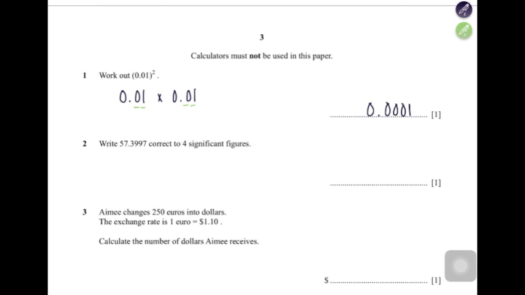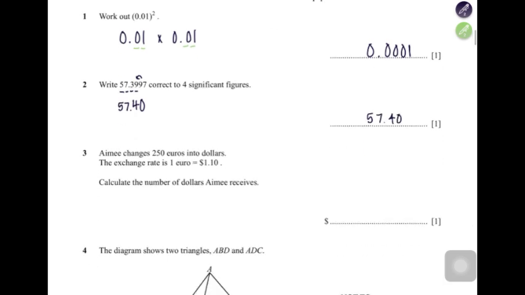Now, write 53.3997 correct to 4 significant figures. So we need 1, 2, 3, 4, not these. So this will become 57.9. Now the previous number was 9, so this is going to increase it to 40. 57.40. Now we have four digits in total. This is correct to 4 significant figures. 57.40.